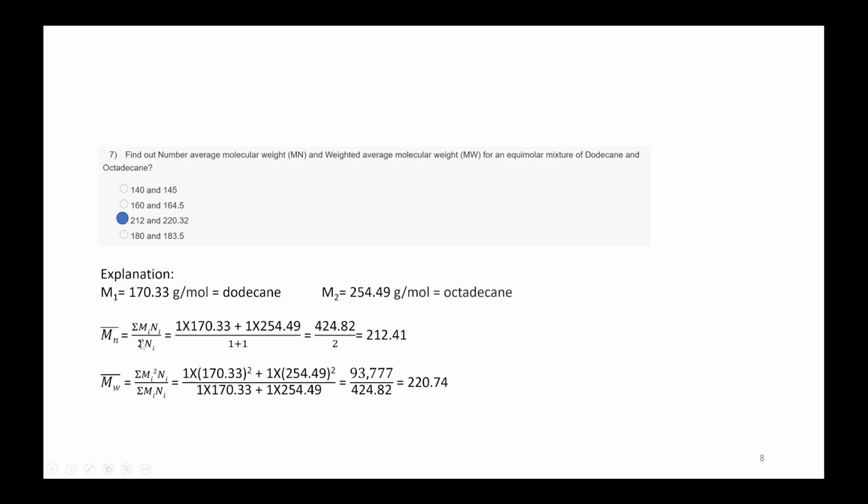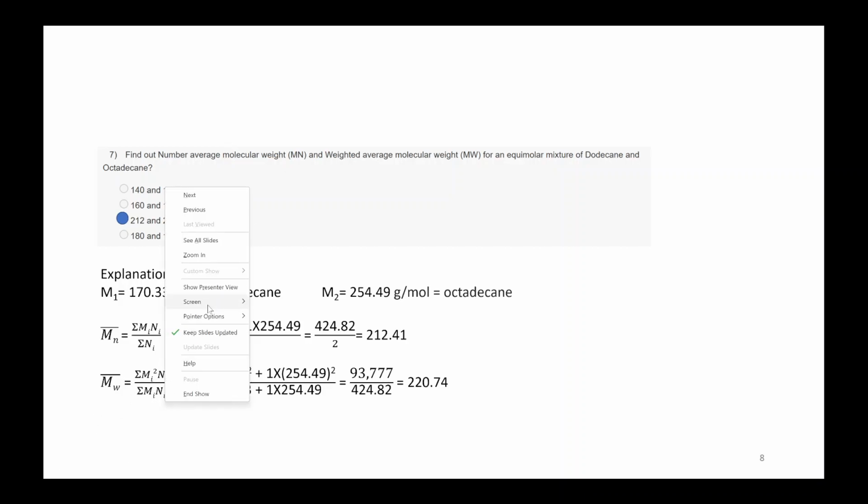Then we need to add all the number of molecules and divide. So first is dodecane. For dodecane we multiply its molecular weight by 1. Here it is an equimolar mixture, so we are taking 1 mole of dodecane and 1 mole of octadecane. Both are 1 mole, and then we add these moles, so it will be divided by 2, with 170 and 254. So the total will be 212.41. This will be your number average molecular weight.